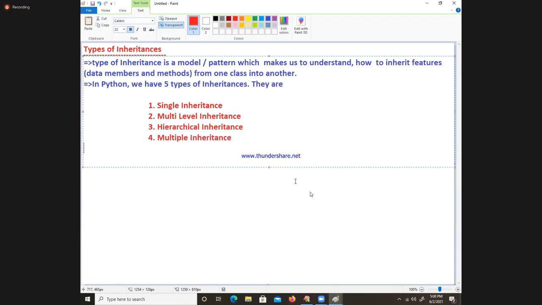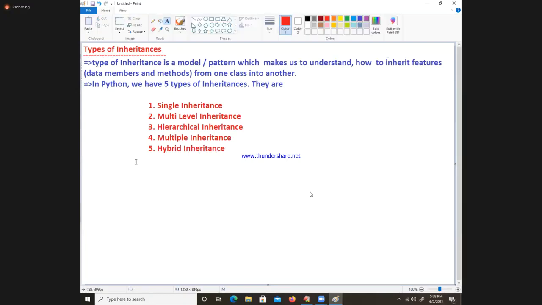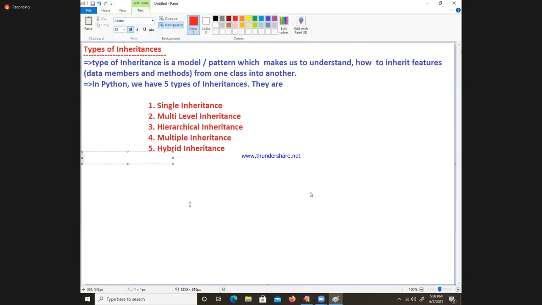I will explain each and every diagram perfectly for you. And the fifth one is called hybrid inheritance. These are the types of inheritances, dear students. Please follow me carefully. Now I will explain what a single inheritance is and how that model looks. It is the end of the types of inheritances.